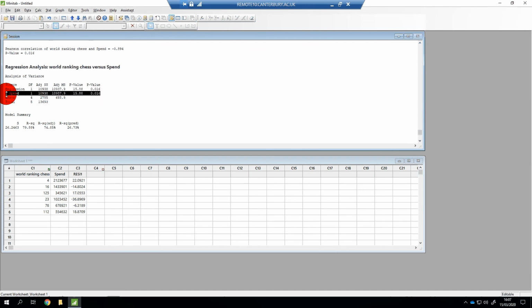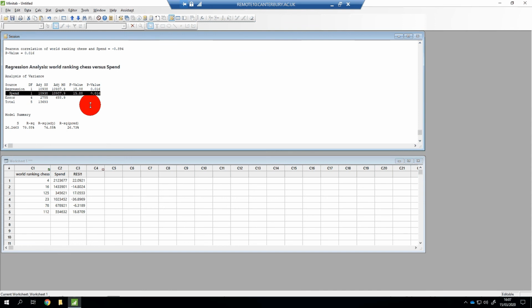Okay? And that p-value is 0.016. Do you notice how that is the exact same p-value we had for our Pearson correlation? So the regression does a Pearson correlation for you, okay? And it gives you the same p-value, in this case, 0.016. So it says there's a significant relationship between the amount you spend on your chess clubs and your world ranking in the chess tables, okay? But what we can't see from this is what is the actual relationship.